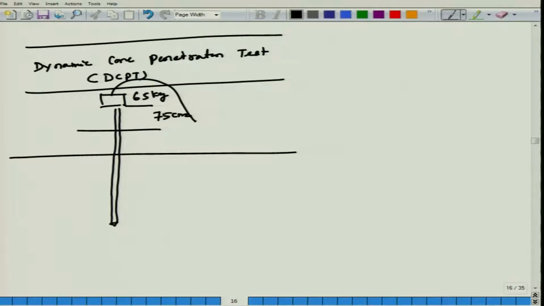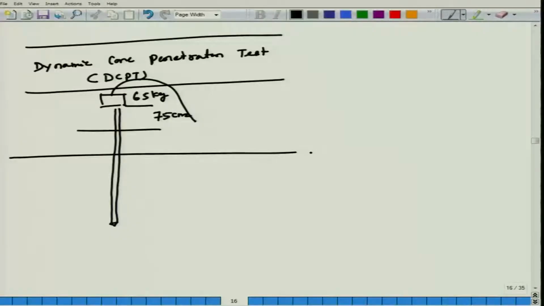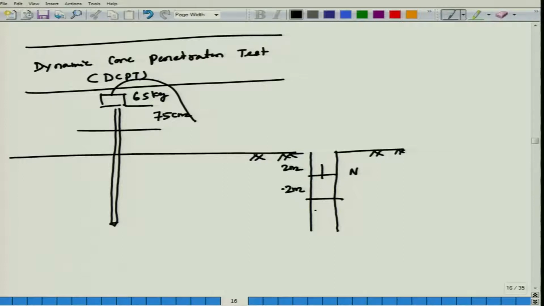What is the advantage of DCPT rather than SPT? In SPT there are advantages as well as disadvantages. In SPT, you first make a borehole, suppose up to 2 meter, measure your penetration resistance N, and collect an undisturbed soil sample in the same borehole. Then again you make the borehole, up to 4 meter, then do the SPT N and collect an undisturbed soil sample.